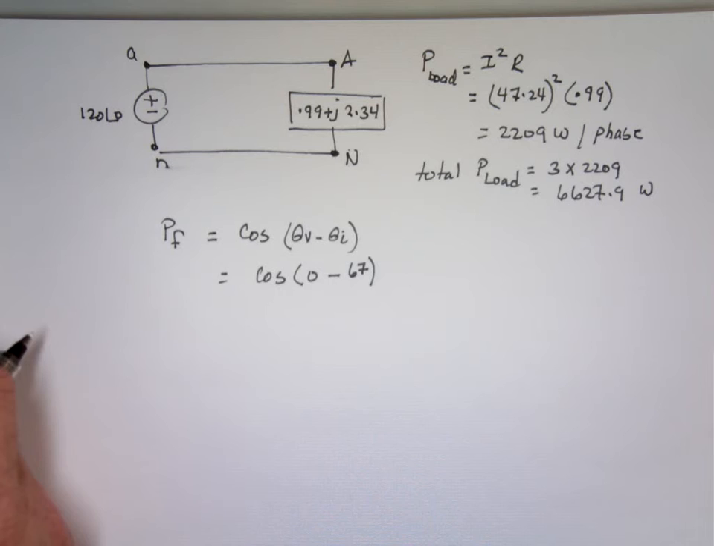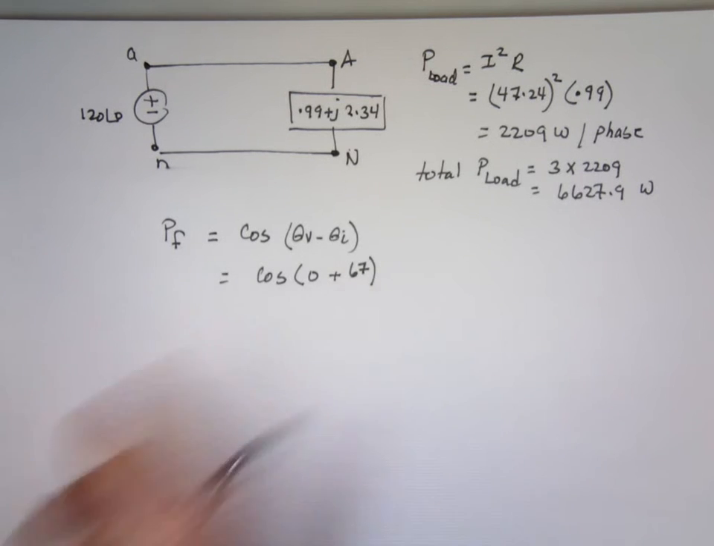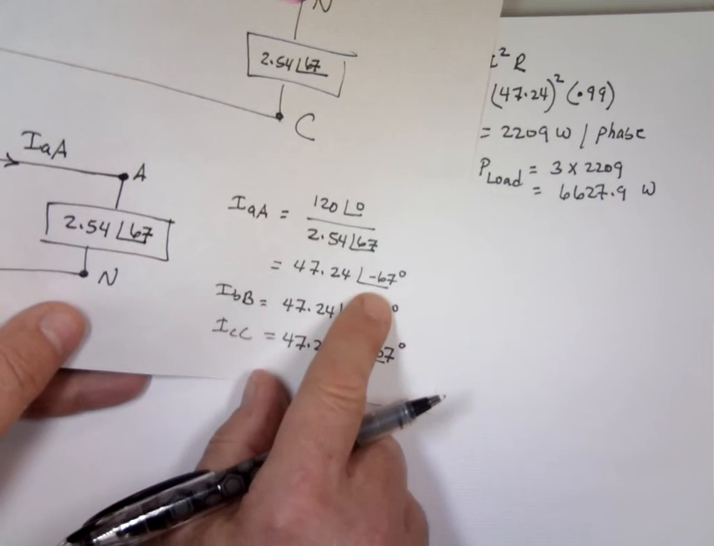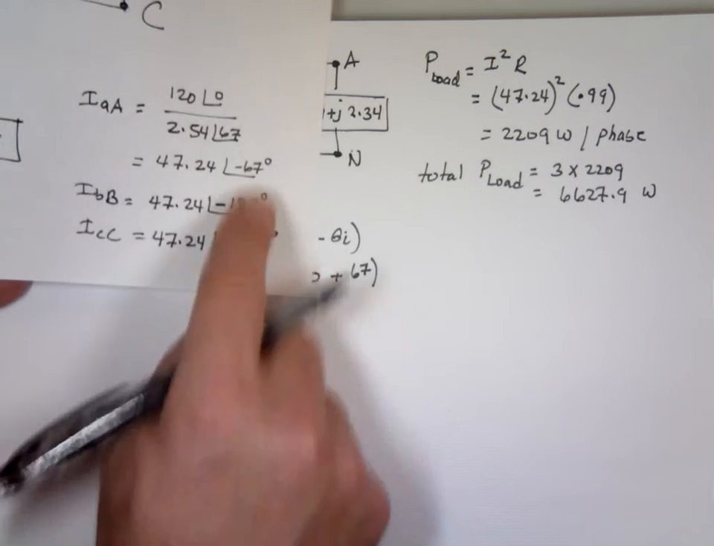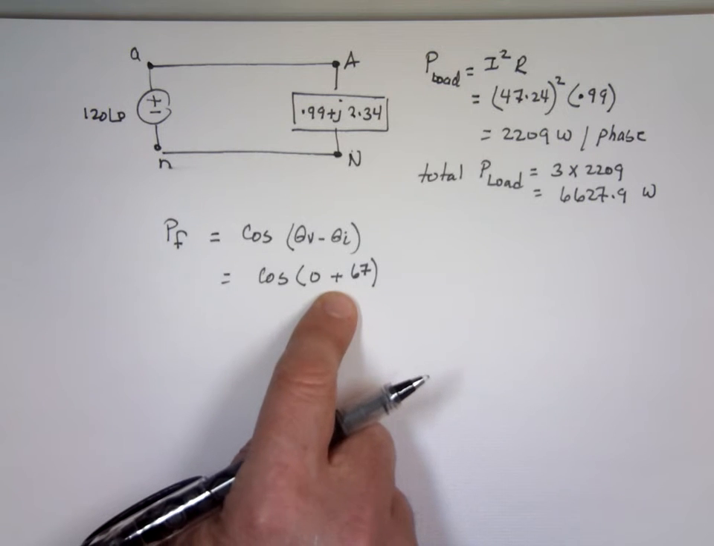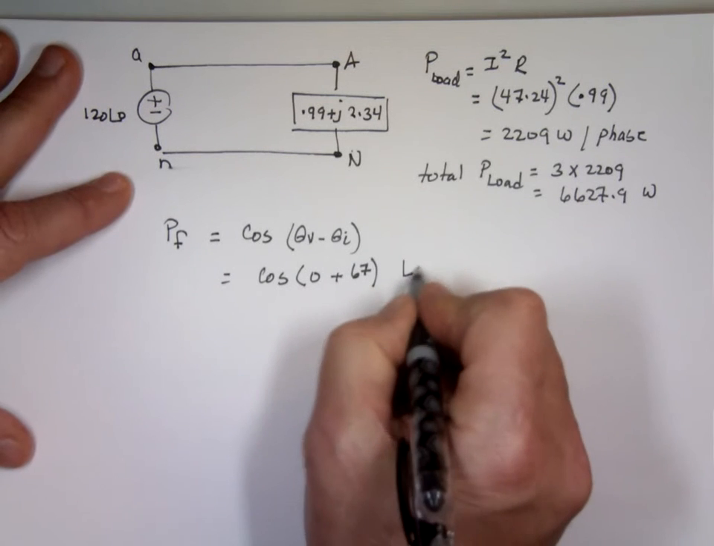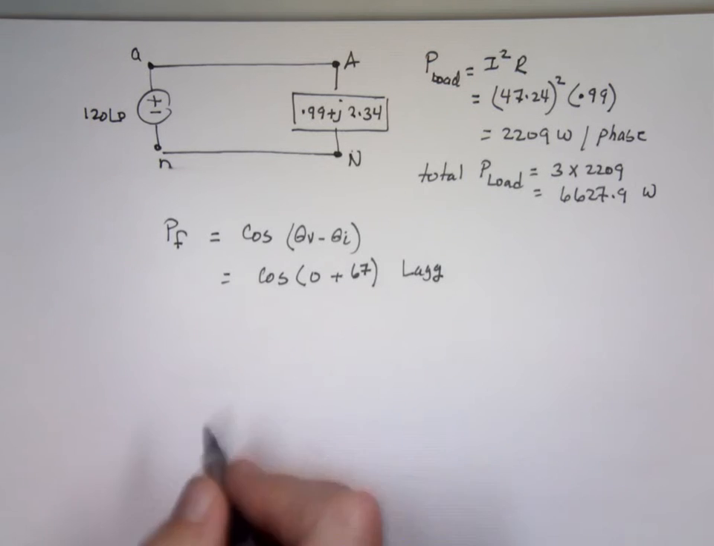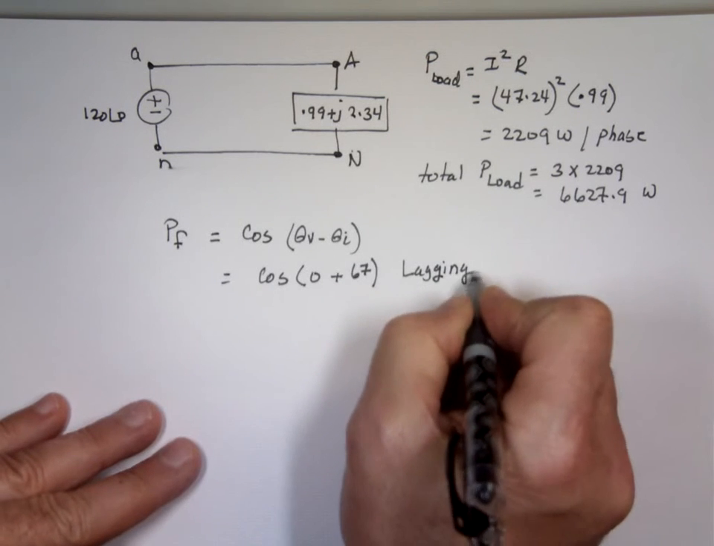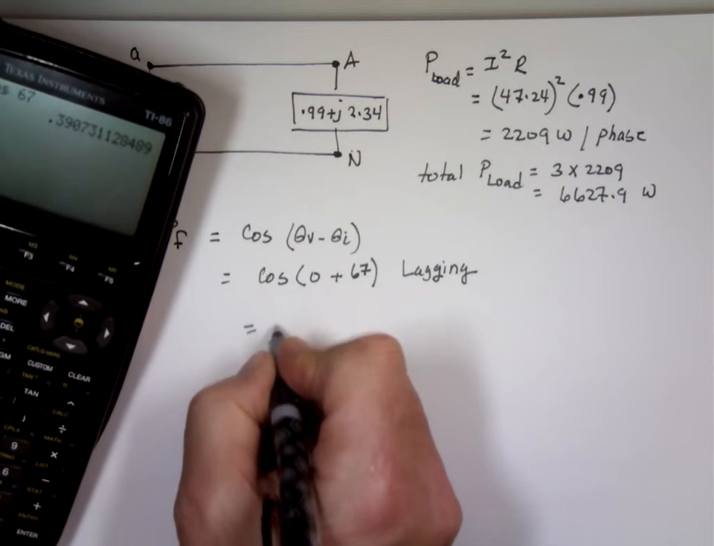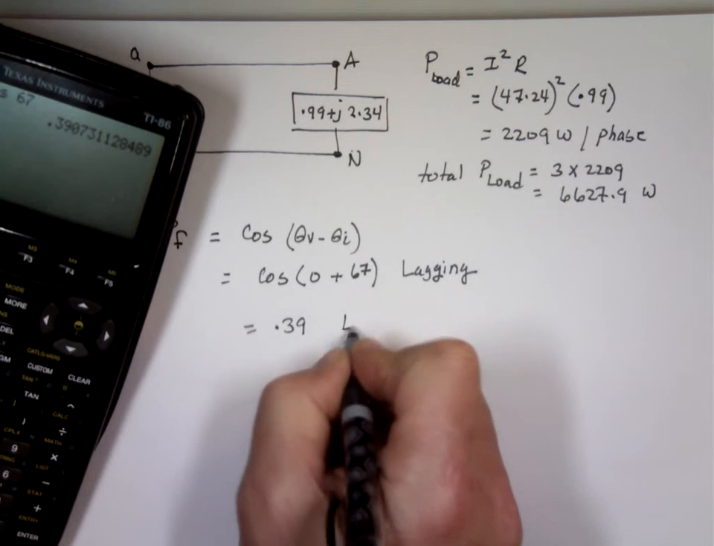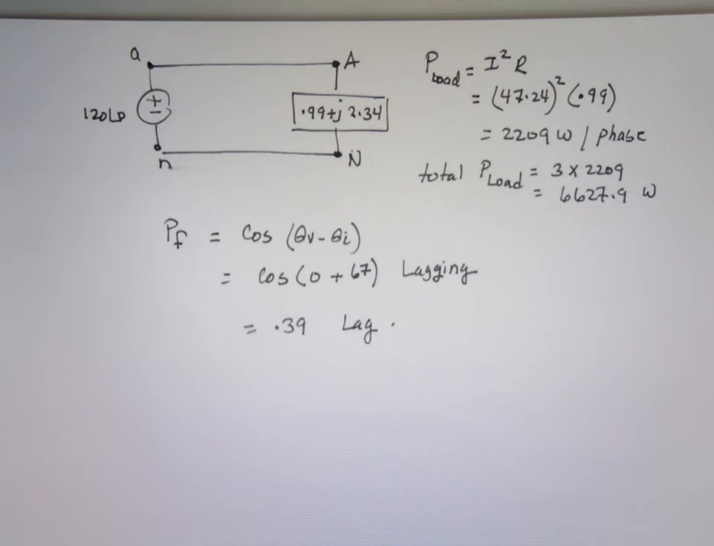Negative, so minus and minus will be a plus, right? Minus 67. So theta v minus theta i, minus minus 67, that's plus 67. Notice that's a positive value, which means lagging. It's an inductor, has to be lagging. What's cosine of 67? Not a good actual device. We're getting 39% of the power delivered. That's all we're getting.